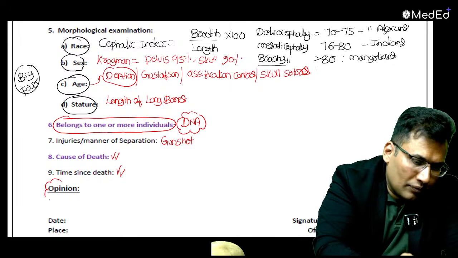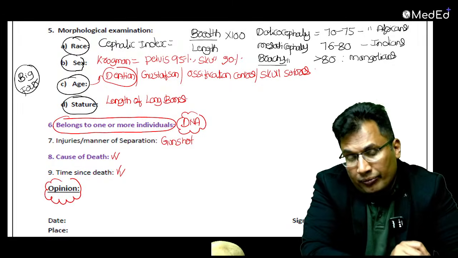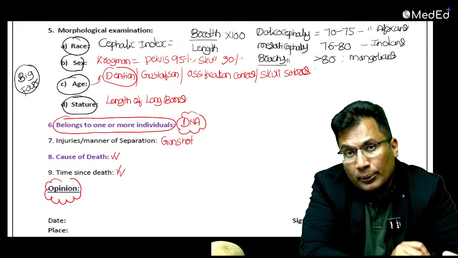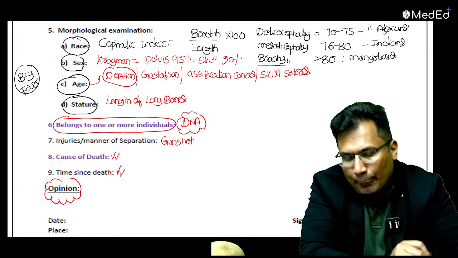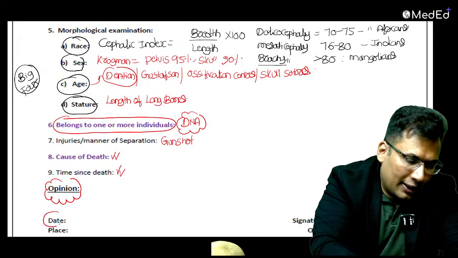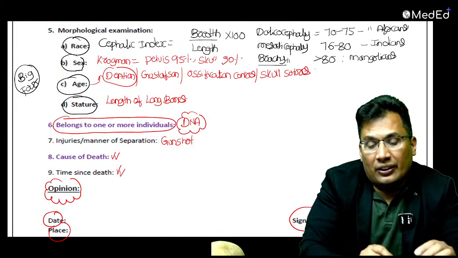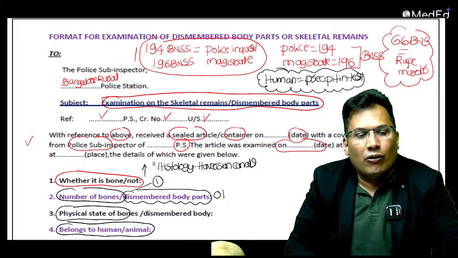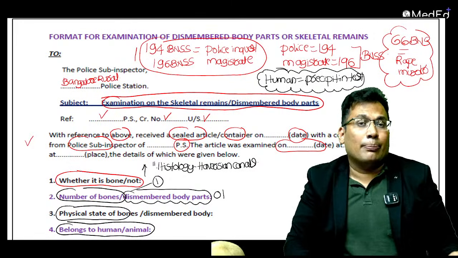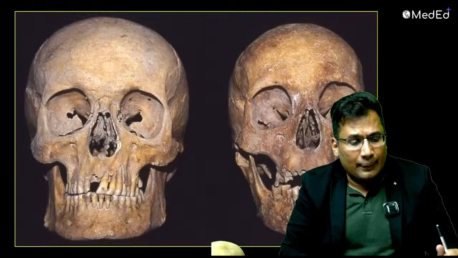Opinion: you can write male or female, and the probable race, probable age and probable height of the person. Then date and time, signature of the doctor, office seal. So this is how you are going to write your format for examination of dismembered body parts as skeletal remains. I'll repeat, there are basically 9 points.